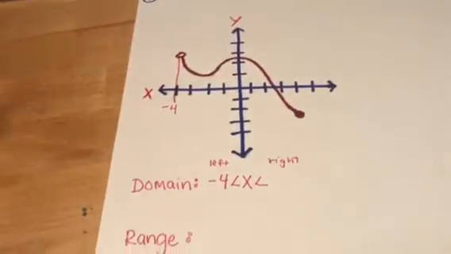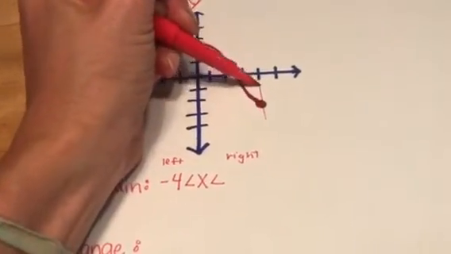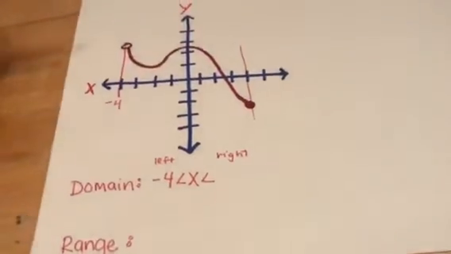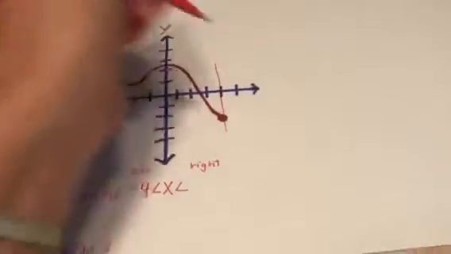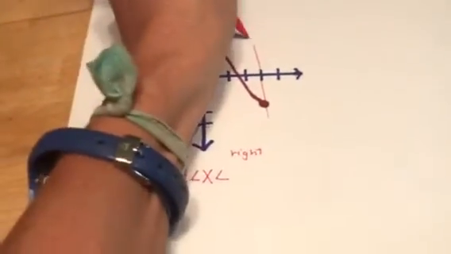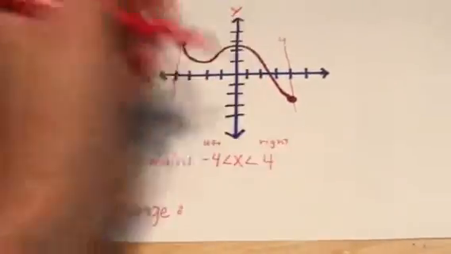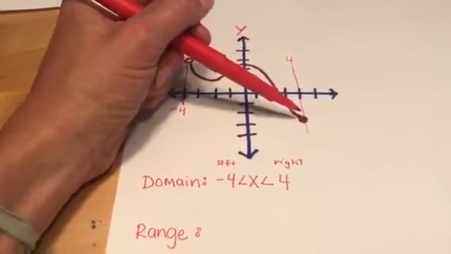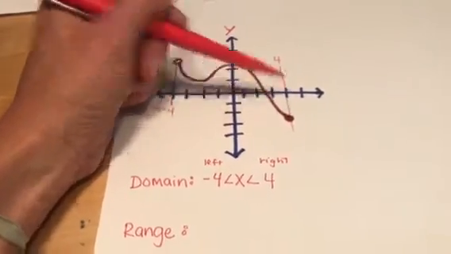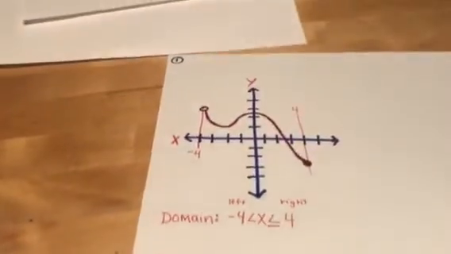Okay, now let's find the furthest right. Here's the furthest right. Draw a line going to the x-axis, and I need to know what number this is on the x-axis. 1, 2, 3, 4. That is a +4. Okay, this circle is a closed circle. It's filled in. That means there is actually a point here at +4, so x can equal 4.